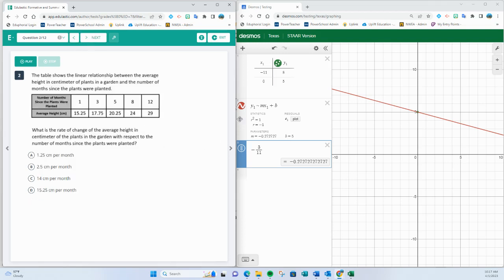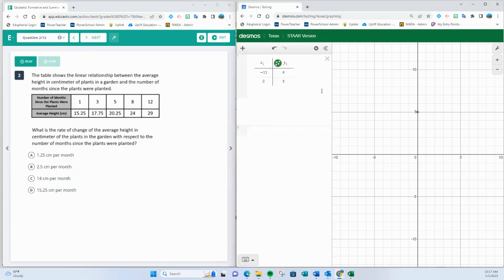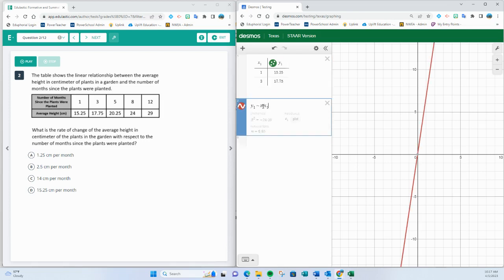Going on to number 2. It's the same process as the first one. So I'm going to click on the plus, add item, using STAAR Desmos. And I'm going to put in two values from the table. So when x is 1, y is 15.25. When x is 3, y is 17.75. And right below, I'm going to put y1 ~ mx1 + b. And I see that my rate, slope, average rate of change is going to be 1.25.